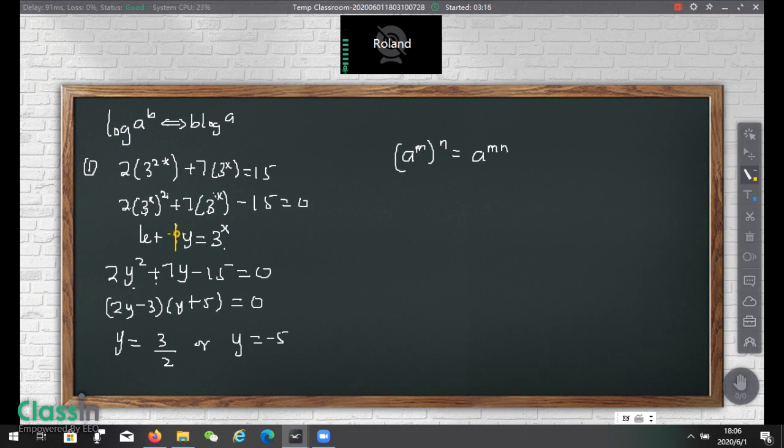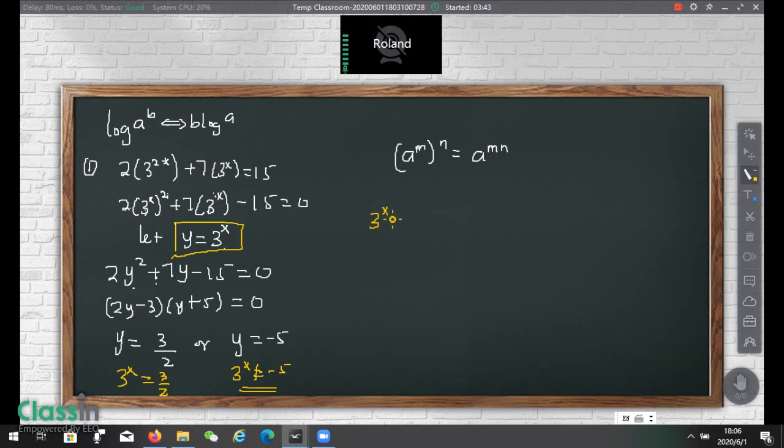From here, y is the same as 3 to the power x. So we can say 3 to the power x equals 3 over 2, or 3 to the power x equals negative 5. 3 to the power x can never be negative 5, because 3 to the power any number will never be a negative number. So this one has no solution. So we only solve for this.